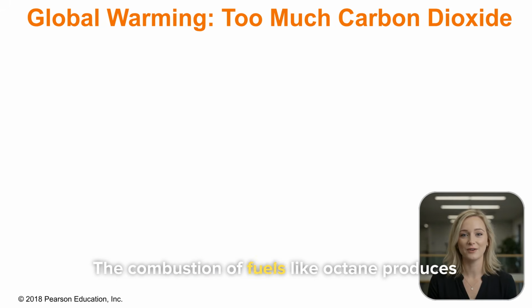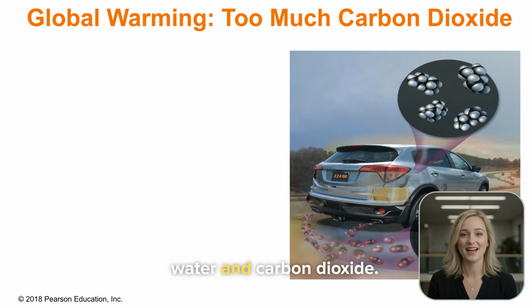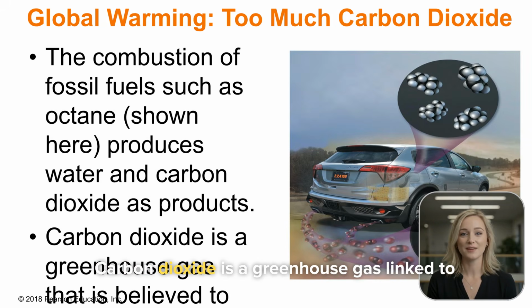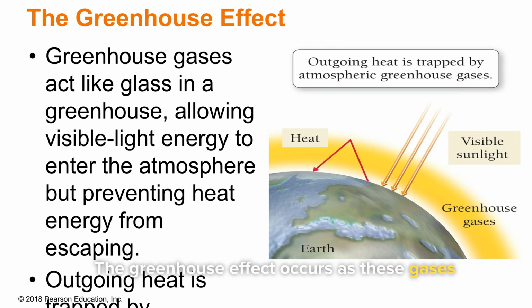The combustion of fuels like octane produces water and carbon dioxide. Carbon dioxide is a greenhouse gas linked to global warming. The greenhouse effect occurs as these gases act like greenhouse glass, allowing visible light to enter while trapping heat energy within the atmosphere. This visual demonstrates how the greenhouse effect functions to regulate the Earth's temperature by trapping outgoing heat.